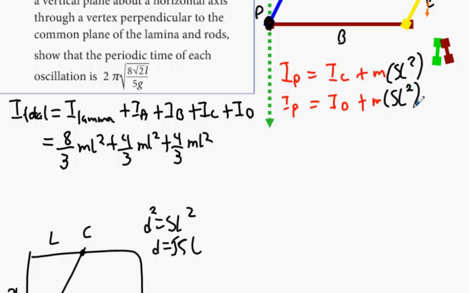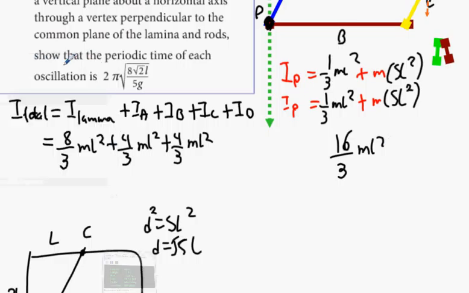Okay, what about the IC and ID? We had it earlier. They're about 1/3 ml squared because they're rotating through the central axis. Add them together and what do we get? What's each one singly? 16 over 3 ml squared. Okay, 16 over 3 ml squared.